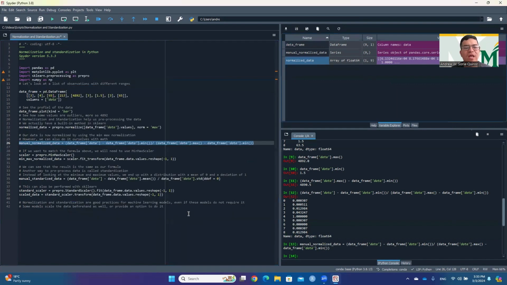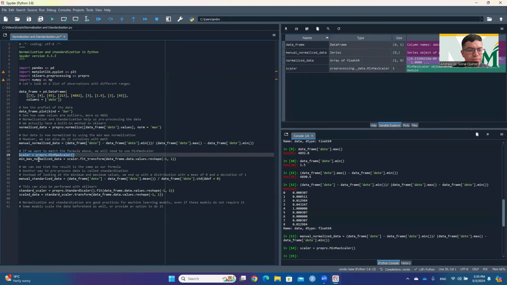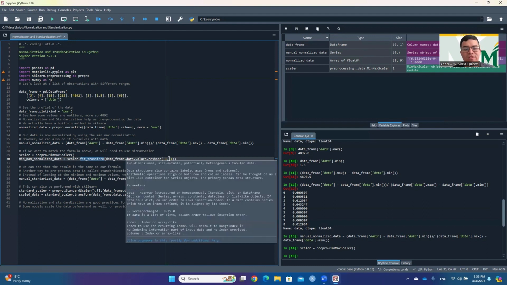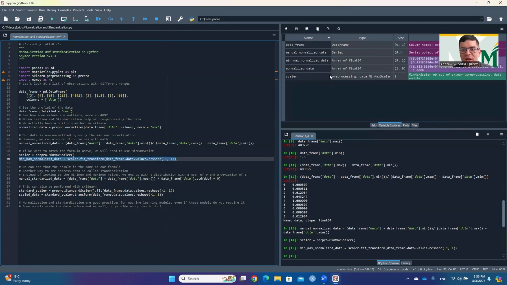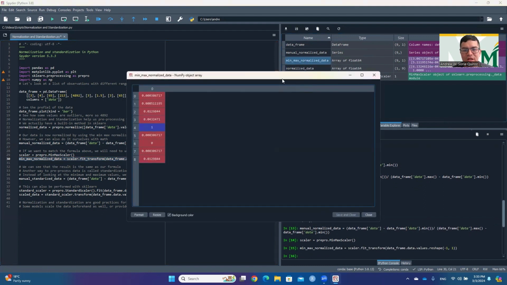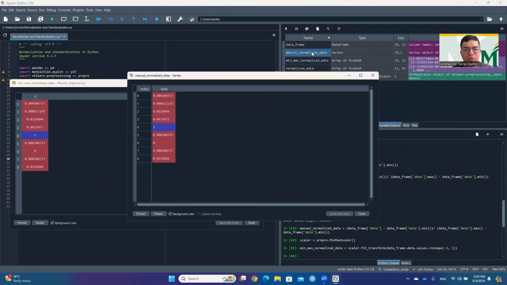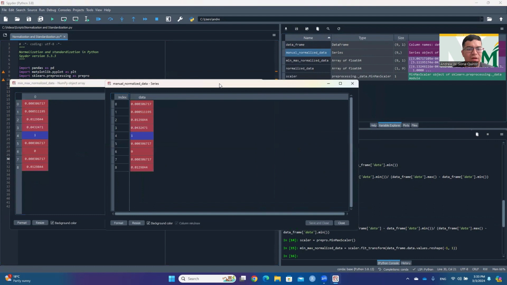However, we can have the same scale in sklearn with the min-max scaler. So we're going to take the min-max scaler, and then we are going to use fit transform to take the data. It needs to be reshaped because sklearn usually requires that when it's in one dimension. And now you can look at here min-max normalized data, and we can compare these to our manual normalized data. They are exactly the same. This is how it works for normalizing.